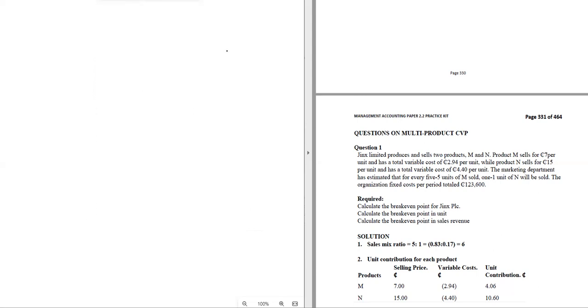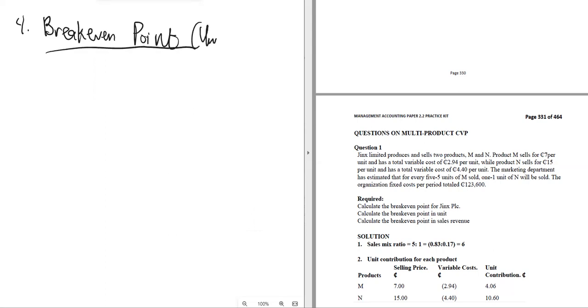And the question is now saying we should find a break-even point for Jinx. So now the fourth thing we need is our what? Break-even point. And break-even point, when you get it, mostly you get it in units first. Okay, and how do you get this in units?